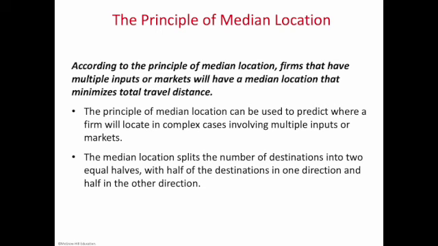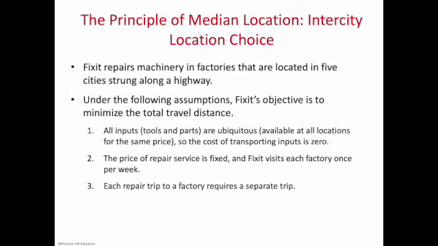The principle of median location, intercity location choice. Fixit repairs machinery in factories that are located in 5 cities strung along a highway. Under the following assumptions, Fixit's objective is to minimize the total travel distance. 1. All inputs, tools and parts, are ubiquitous, available at all locations for the same price, so the cost of transporting inputs is 0. 2. The price of repair service is fixed, and Fixit visits each factory once per week. 3. Each repair trip to a factory requires a separate trip.